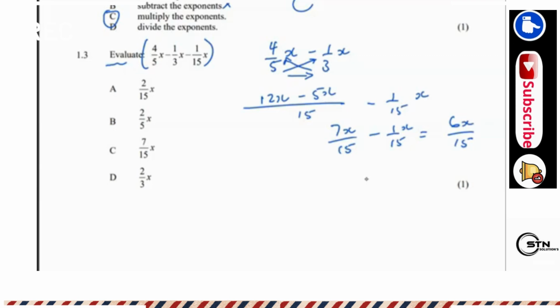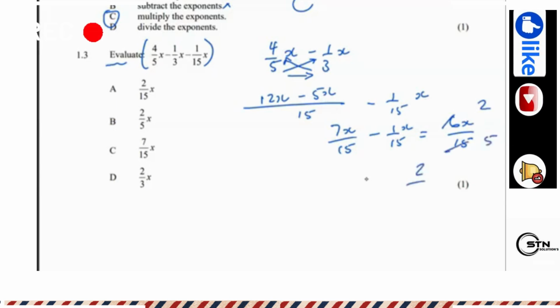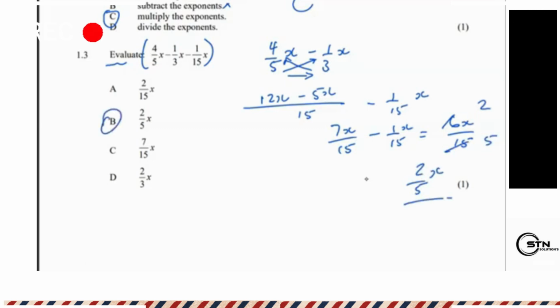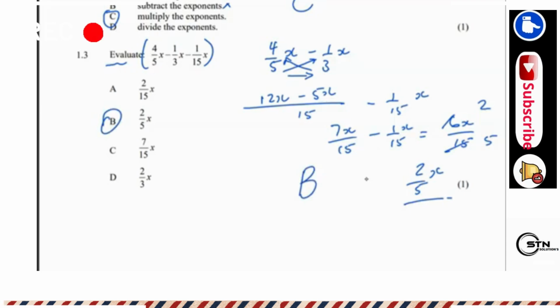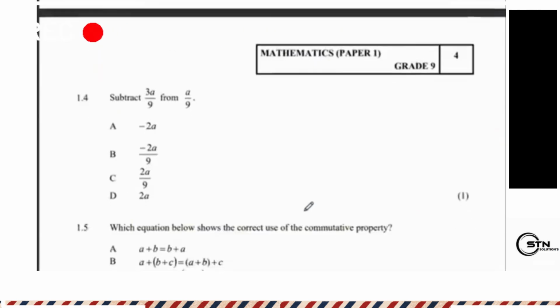Okay, so that number is a 3 definitely. So by 3, we're going to have a 2. Then by 3, we're going to have a 5. So which means our result must be 2 over 5, but with x, which is option B. Okay, so that is how 1.3 would have been answered. So we move on to 1.4.